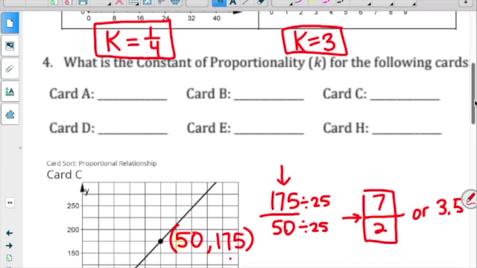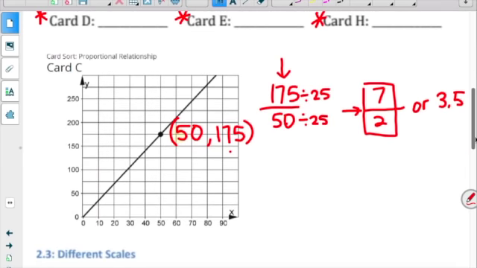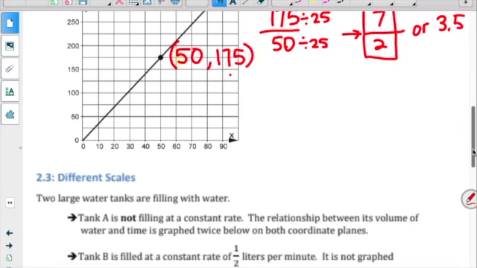Okay, so you guys are going to finish the other 3 cards. I did A, B, and C. You're going to do the second row, D, E, and H. Okay, please make sure you do those. You can pause the video and do it right now, or you can do it at the end.